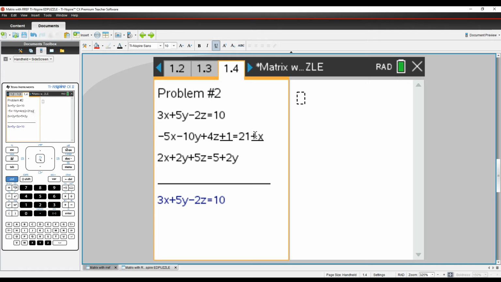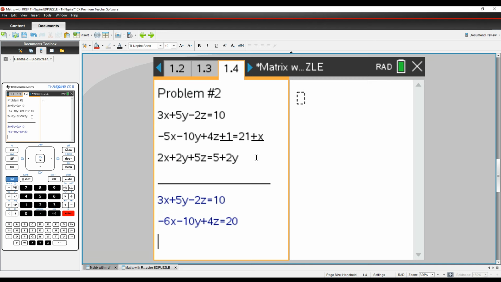So how do I move over and get rid of this positive x? I'm going to subtract 1x from this side. So negative 5 minus 1x becomes negative 6x. Nothing happened to my y's. Nothing happened to my z's. Now I need to get rid of this positive 1 here, so I'm going to subtract 1 from both sides. So 21 minus 1 is 20.